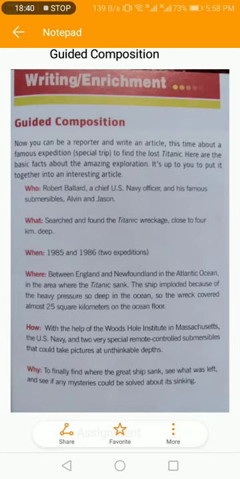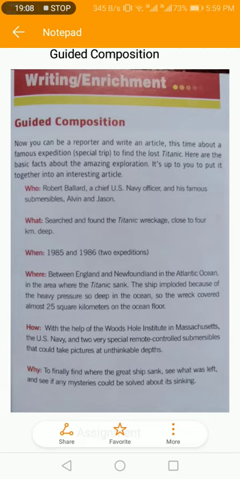How? With the help of the Woods Hole Institute in Massachusetts, the U.S. Navy, and two very special remote control submersibles that could take pictures at unthinkable depth. Why? To finally find where the great ship sank, see what was left, and see if any mysteries could be solved about its sinking. So these are the facts.